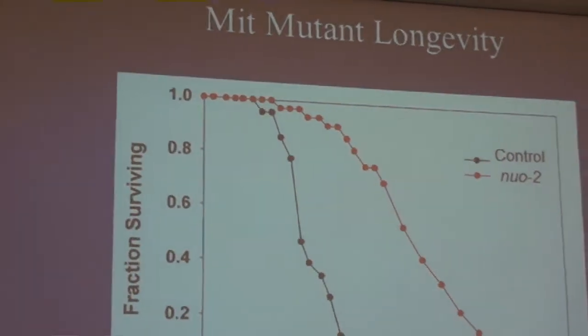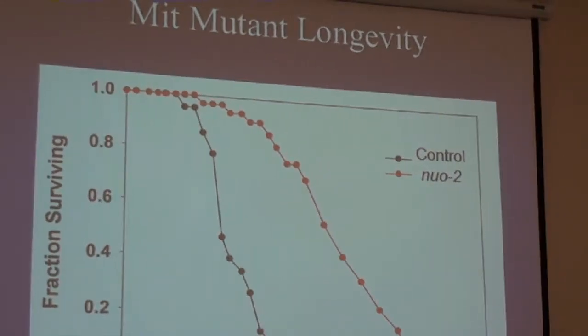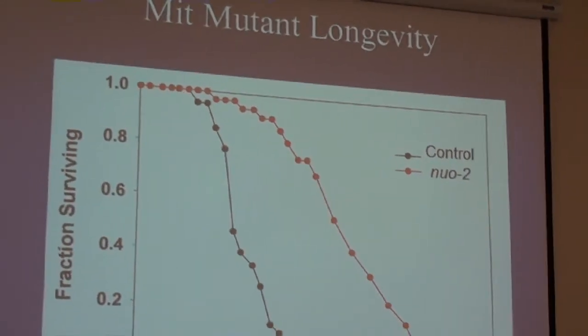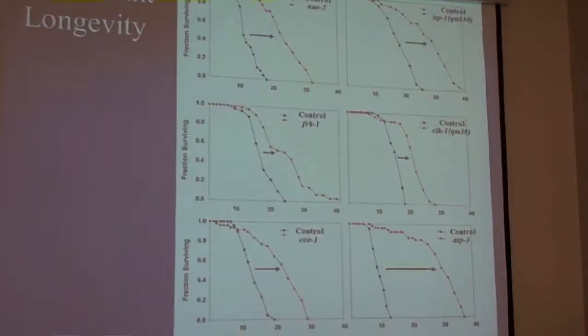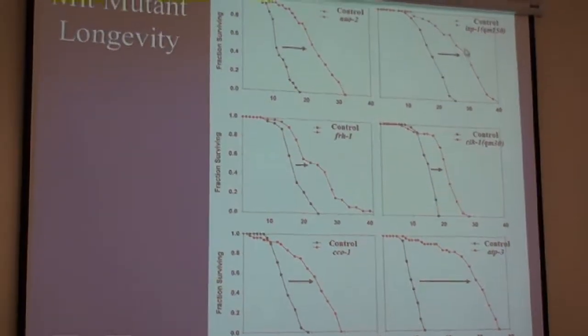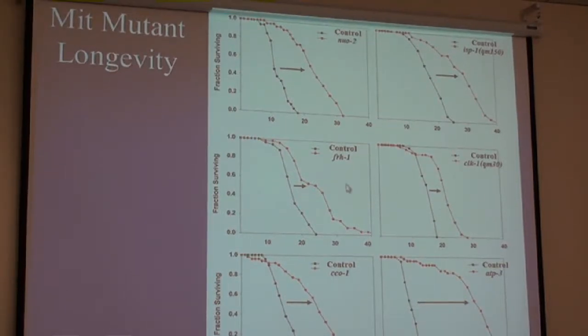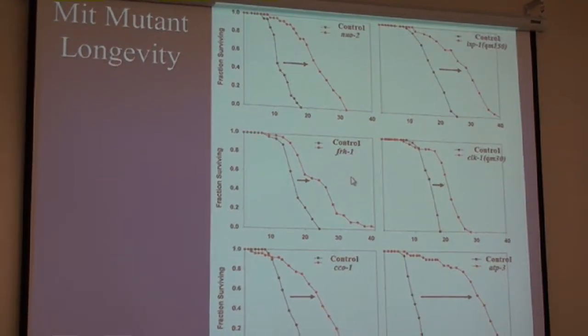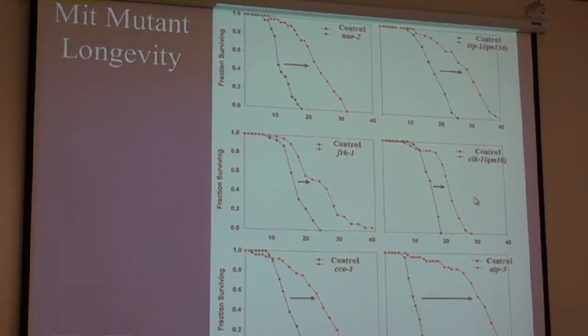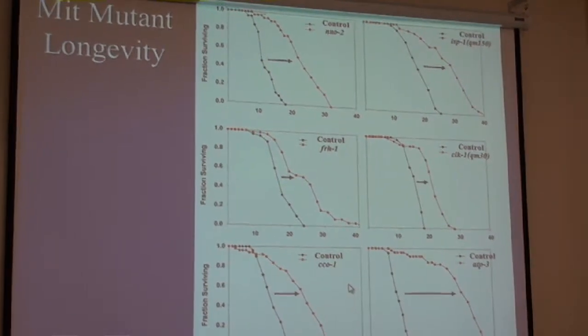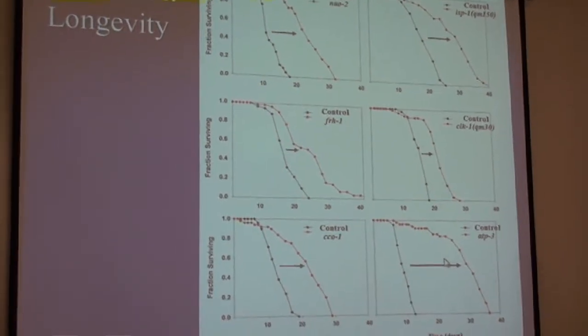Here's an illustration of the kind of lifespan extension we can expect to find in the worms. This is a complex 1 mutation, nuo-2, showing a doubling of lifespan. And here's a bunch of other ones. Complex 3, this is for frataxin, the gene that's disrupted in Friedreich's ataxia, in worms leads to lifespan increase. Clk-1, ubiquinone biosynthesis, complex 4, and ATP synthase, complex 5.